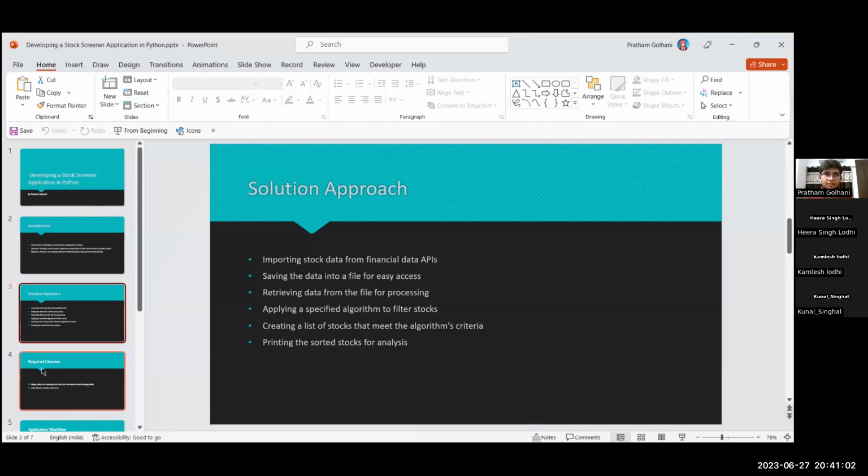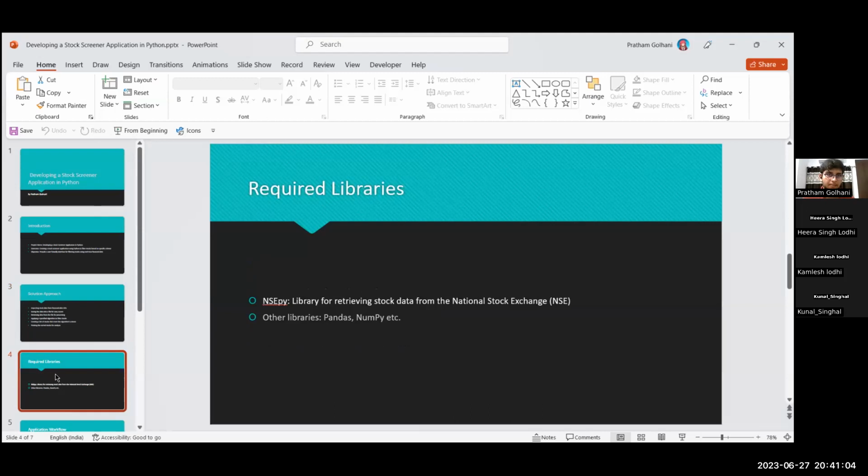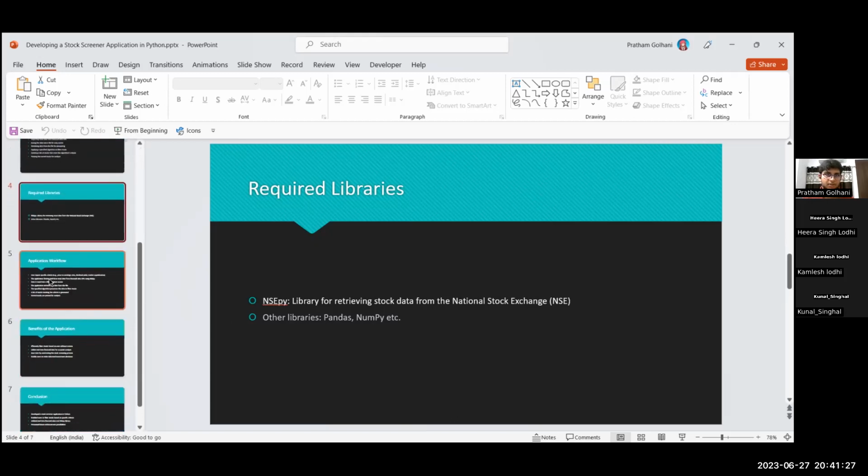Now, what libraries I'm planning to use in this project. To implement this project, we will be using the NSEPy library, which will allow us to retrieve stock data from the National Stock Exchange, NSE. Additionally, we may utilize other libraries such as Pandas and NumPy for data manipulation. And it is not mentioned here, but I am using tkinter for GUI related stuff for this project.